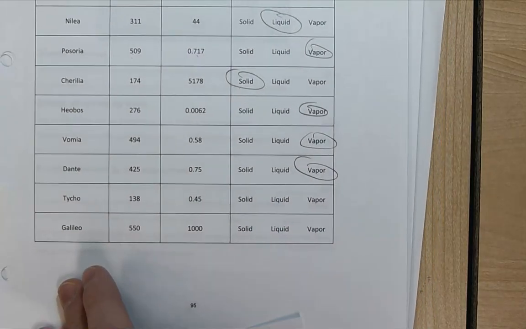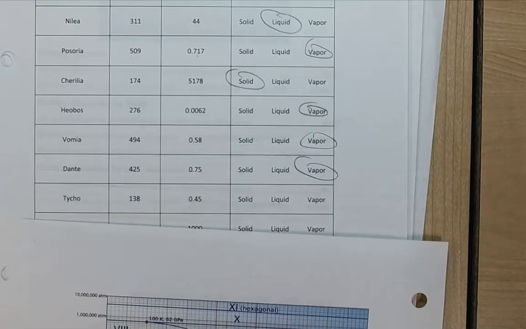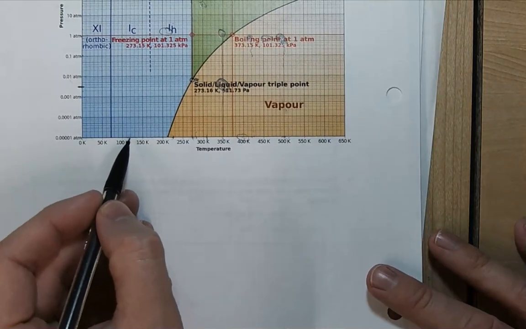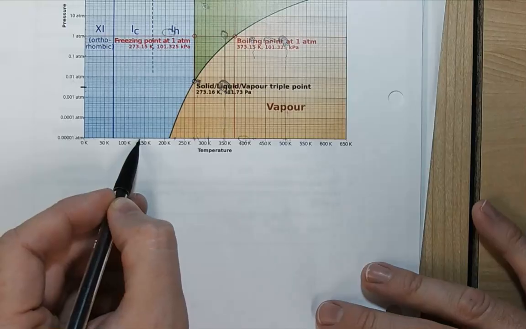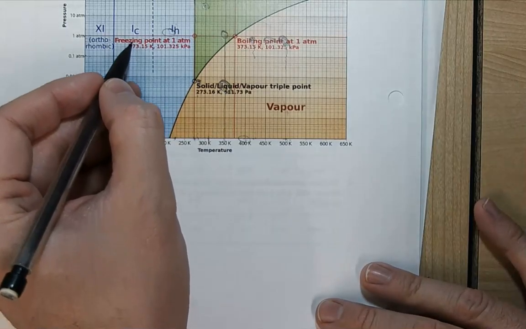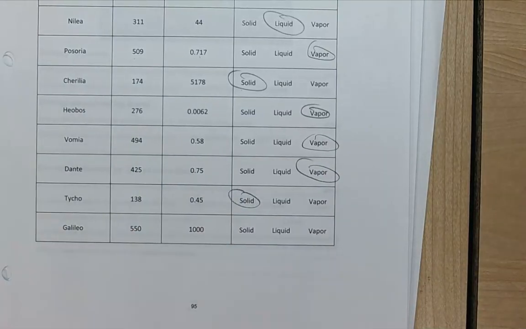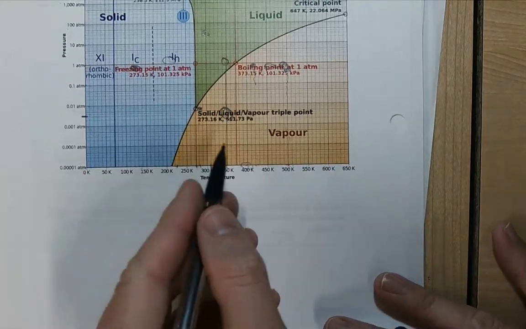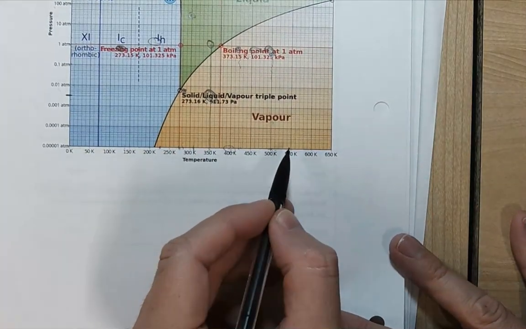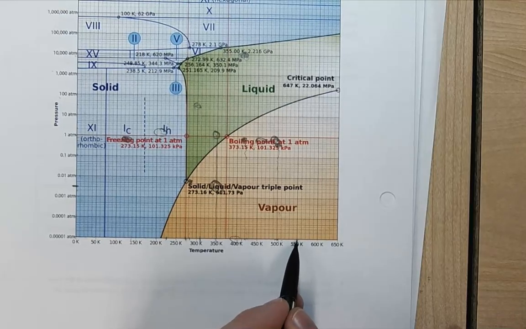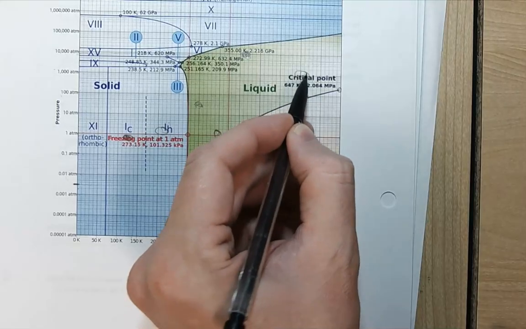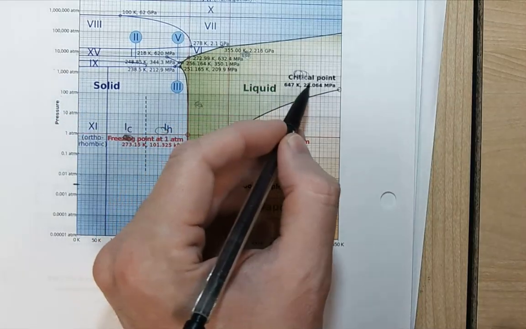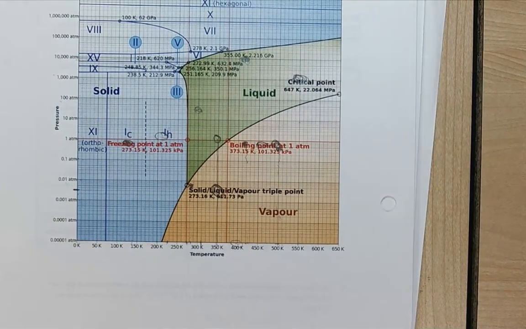138 Kelvin, 0.45 atmospheres. 138 will be about there. 0.7 atmospheres puts it right about there. Definitely frozen. And 550 Kelvin, 1,000 atmospheres, right there. All right, that's a liquid.